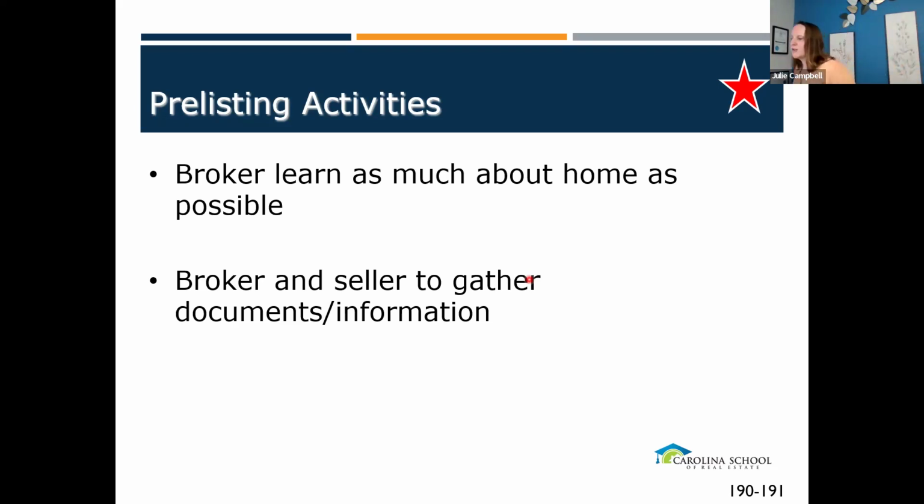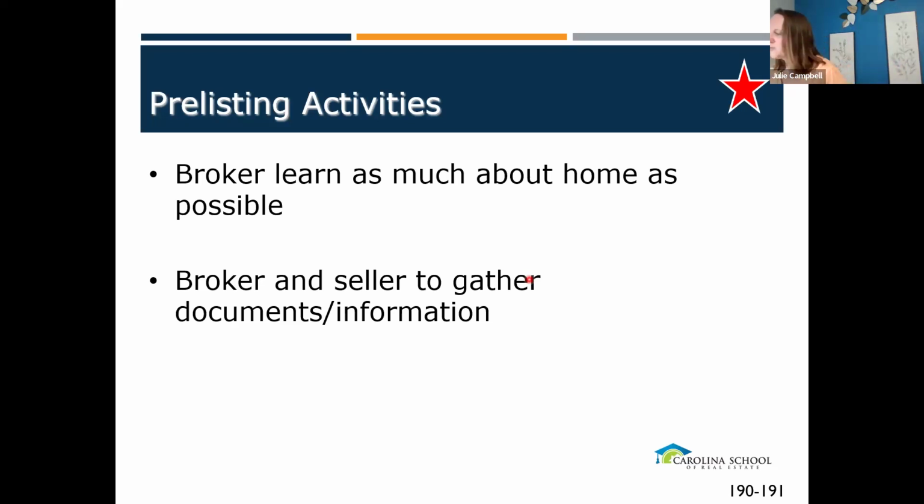We want to ask the seller if they have a copy of the survey from when they bought. Not necessarily to share it with a buyer, but more so to help me know the lot dimensions. Are there any easements on the property?